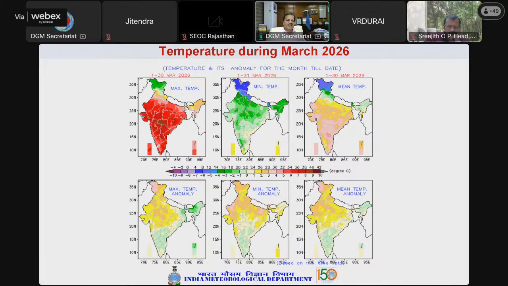So what you find is that the maximum temperature was above normal over many parts of northwest and central India. Minimum temperature was also above normal over most parts of northwest, central, and east and northeast India. And mean temperature was accordingly representing. But peninsular India had near normal temperature, be it maximum, minimum or mean temperature during this month, or it was even slightly below normal. And because of the heavy rainfall, northeastern states had below normal maximum temperatures.